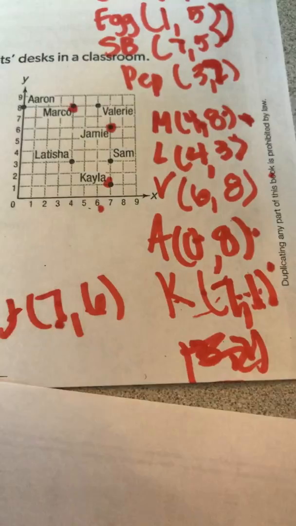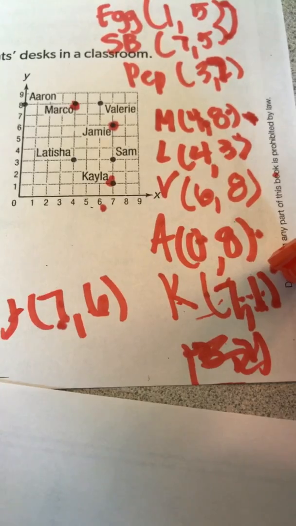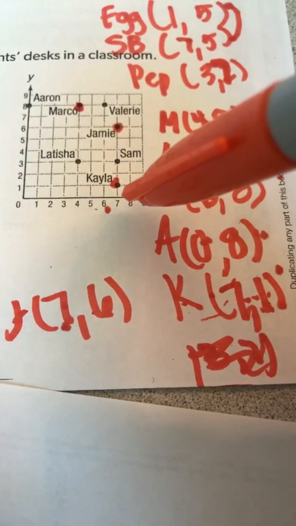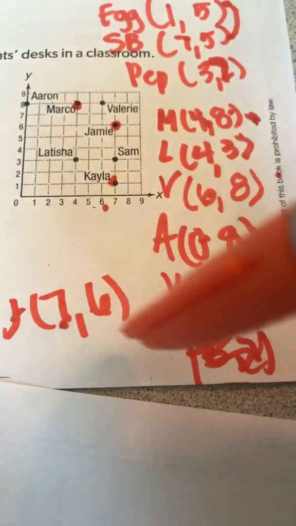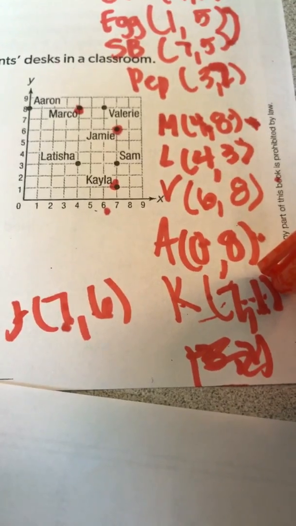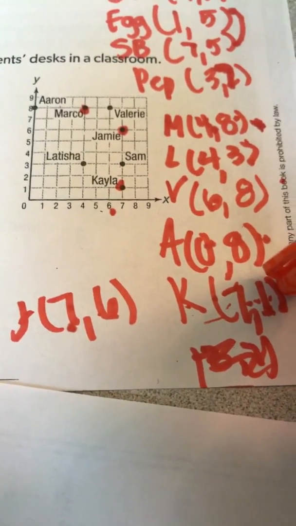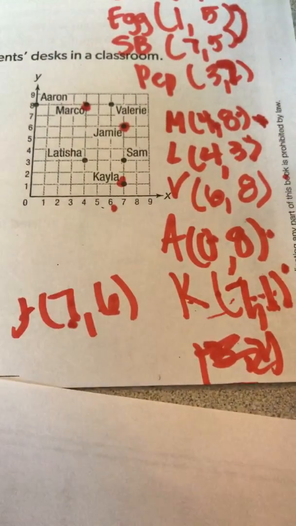Look closely. 7, 6 and 7, 1. So the 7s are the same. So you're going to use 6, take away 1. So that would be 5. Yes, Ava, you subtract. So we're looking for, anytime you see the word difference, it means subtract. So we're looking for the distance between them. So 6 take away 1 equals 5. Very good.